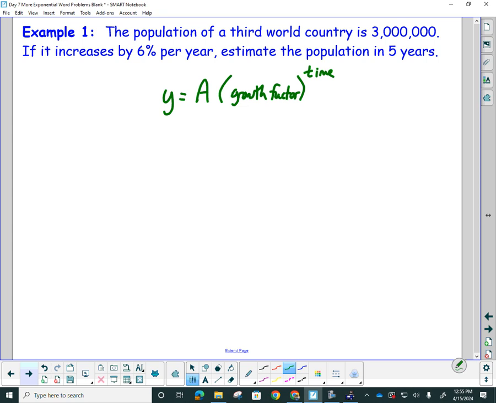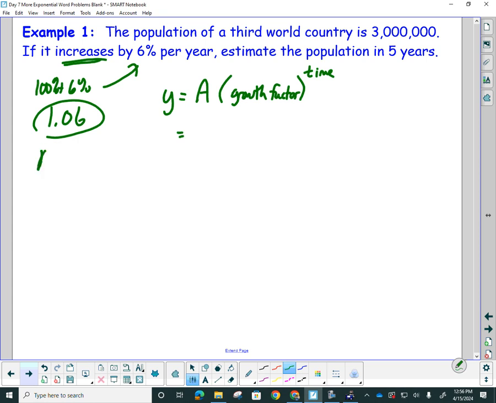So it's similar to what we had before, except yesterday it was a times 2 to the power of your time, or the number of doubling periods. Here it's going to be a growth factor. So first thing we should notice is if we're growing, this is increasing, so we know it's a growth factor. So that means it's 100% plus the 6% growth. So this is going to be 1.06 is your base.